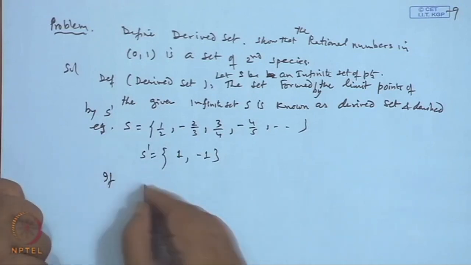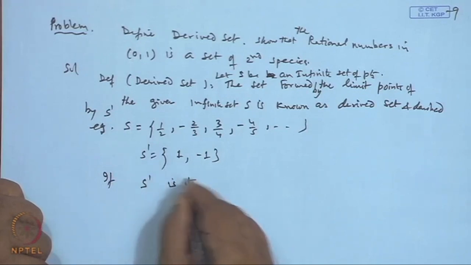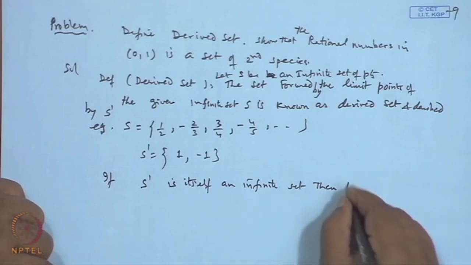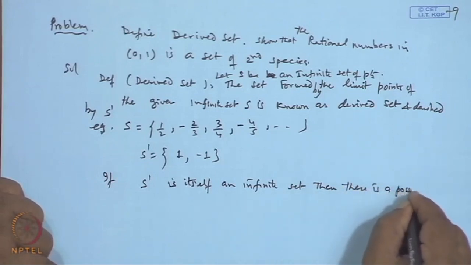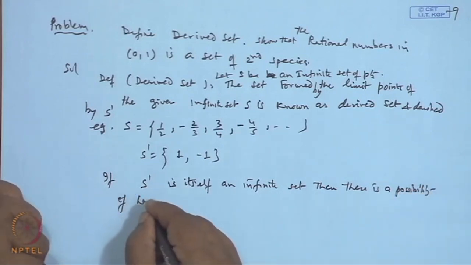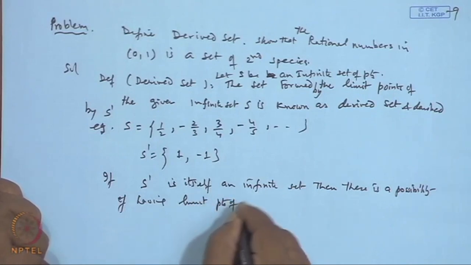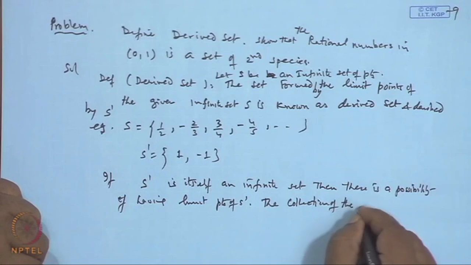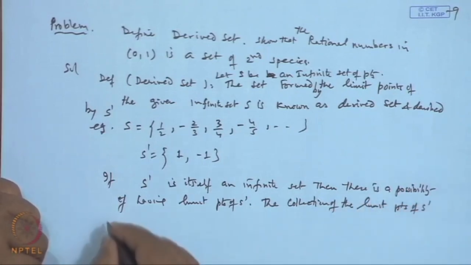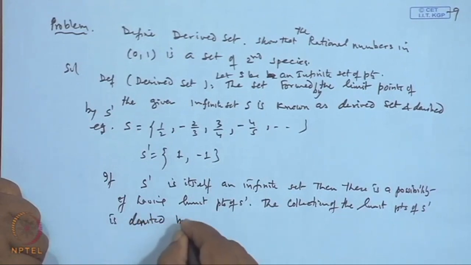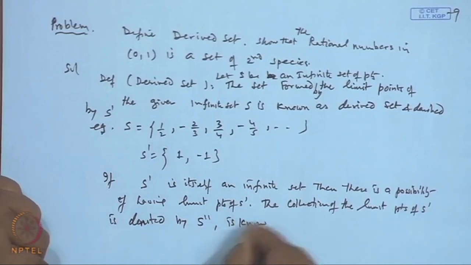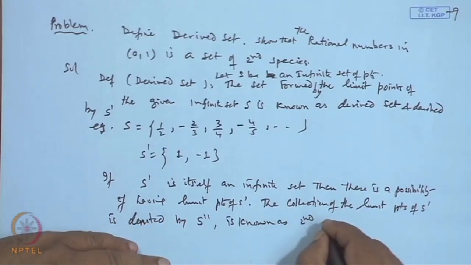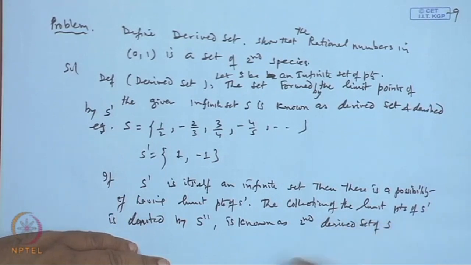Now, in case the derived set S dash is itself an infinite set, then there is a possibility of having limit points of S dash, and the collection of these limit points of S dash is denoted by S double dash and is known as the second derived set of S. Continue like this.